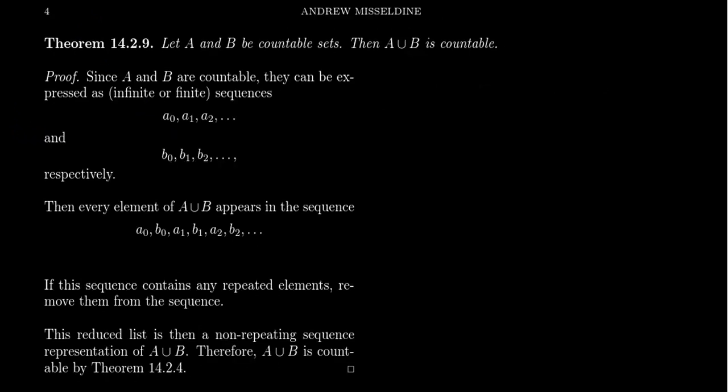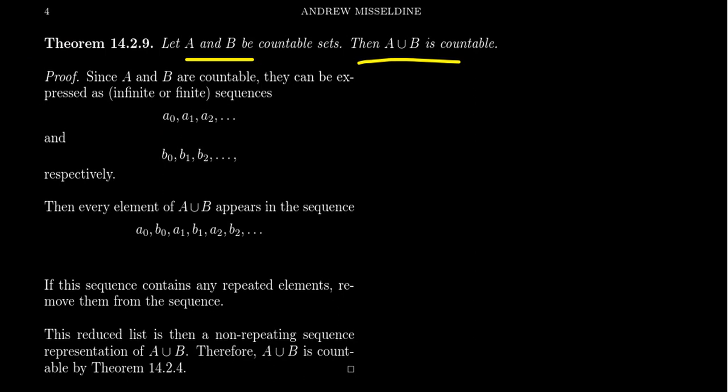So I want to talk about how countable sets interact with the operations of sets that we've already been talking about. For example, if you have two countable sets, what about their union? It is a fact that the union of two countable sets will be countable itself.